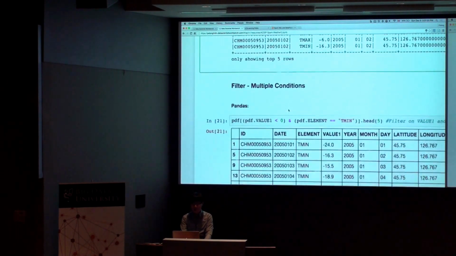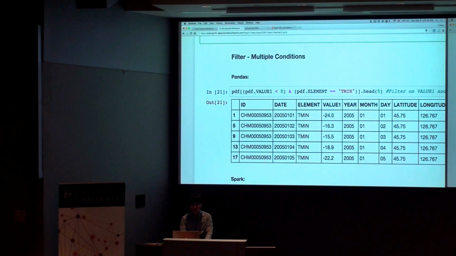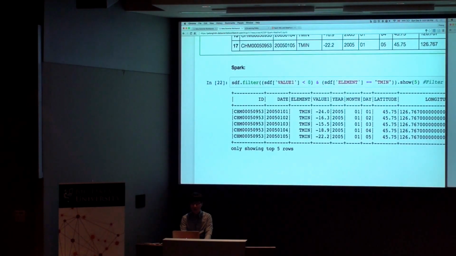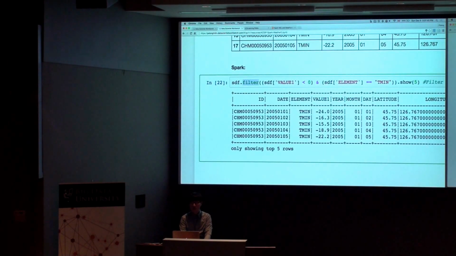And again, for multiple conditions, here we're just adding in an ampersand, an and, to add in 2 different conditions. And for Spark, again, for filter, you add in 2 different conditions. It's very easy to pick up. Okay?